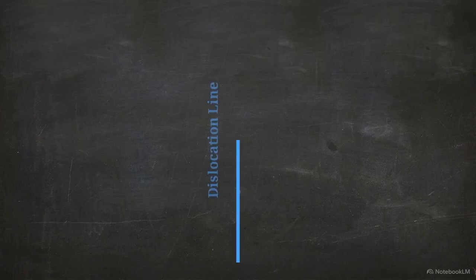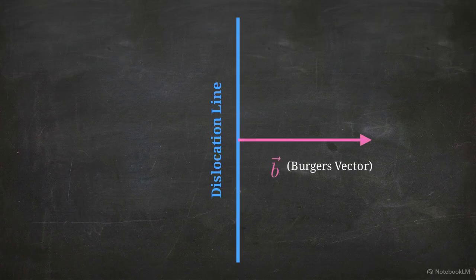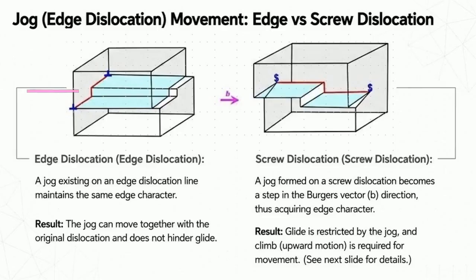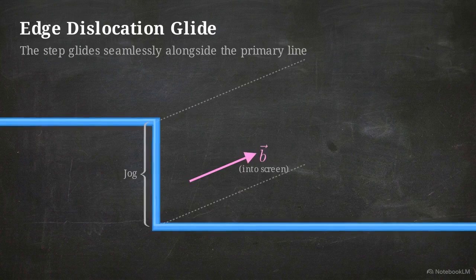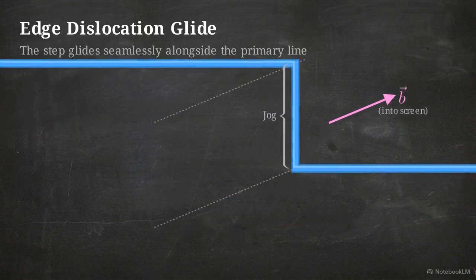Take an edge dislocation. The primary line and its Burgers vector are already perpendicular to each other. This graphic demonstrates the outcome. When a jog forms on an edge dislocation, the blue line and the pink Burgers vector remain perpendicular, even as the red step moves vertically. Because the step shares the geometric character of the primary line, it can glide seamlessly alongside it.